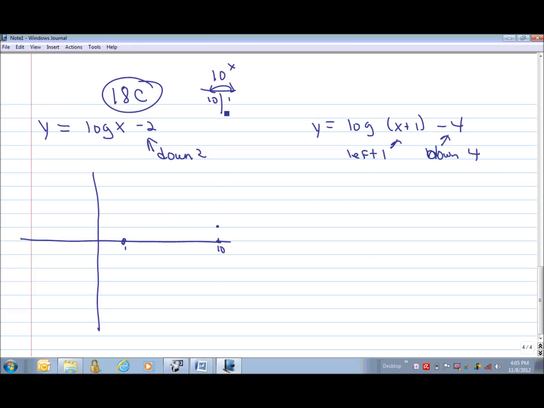And then let's say we put negative 1. Negative 1 would be 1/10, and so at negative 1. So now we're at 1/10, and that would be at negative 1. So here's what happens to our parent base log graph.